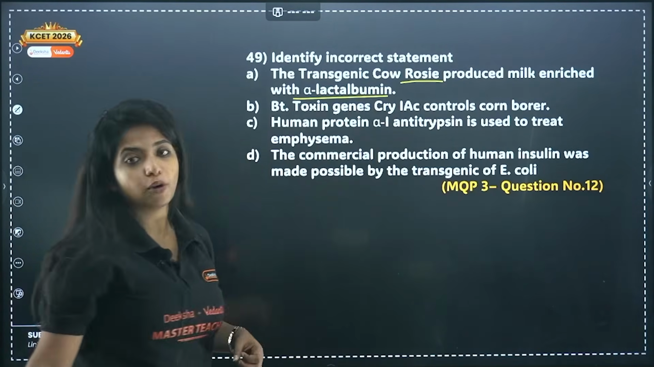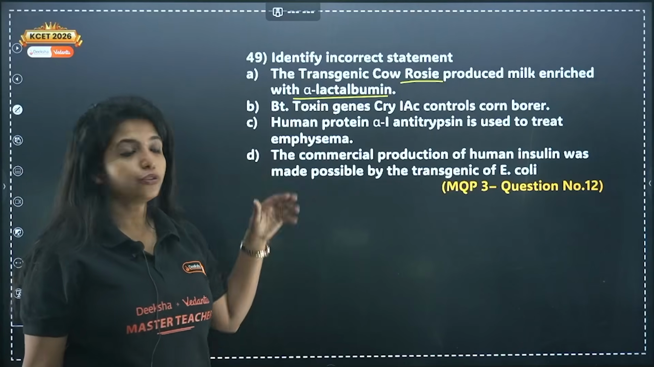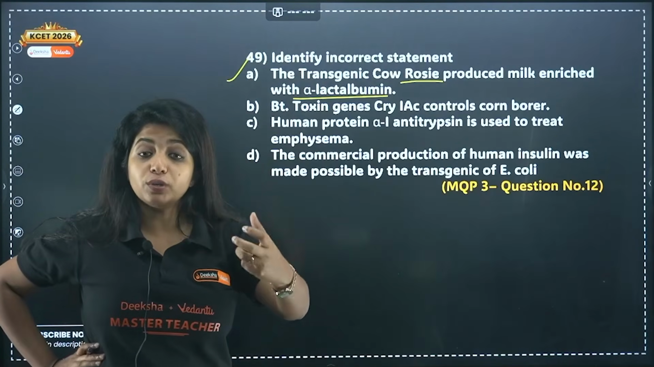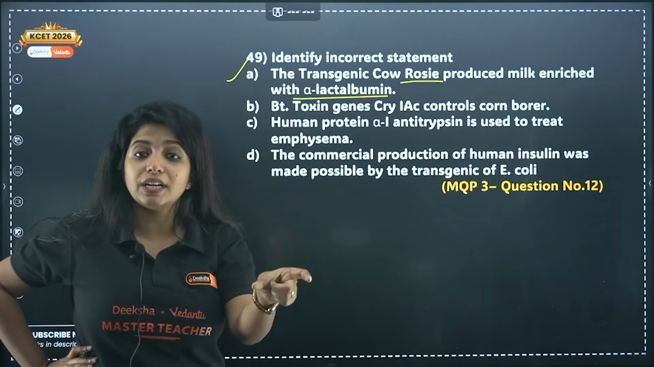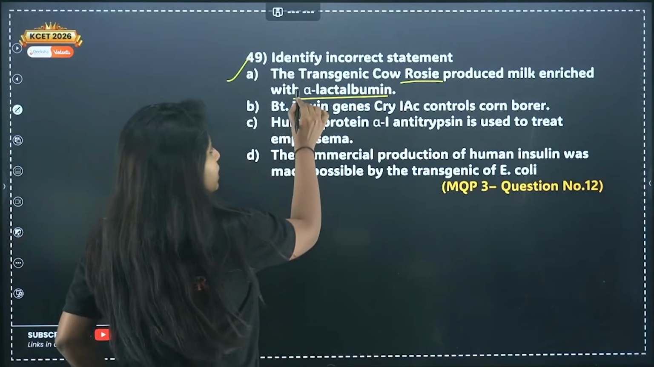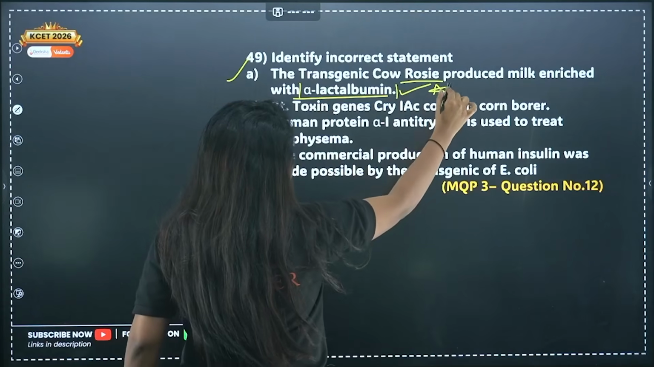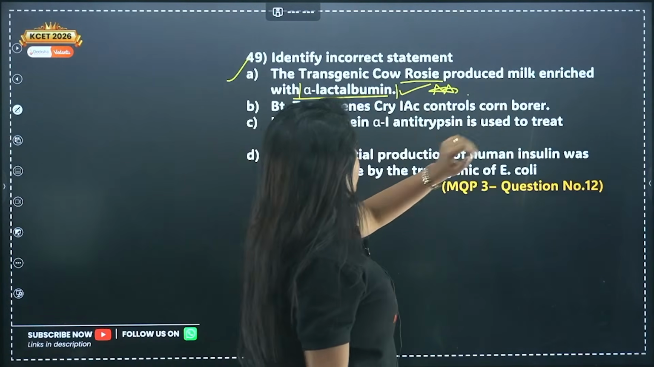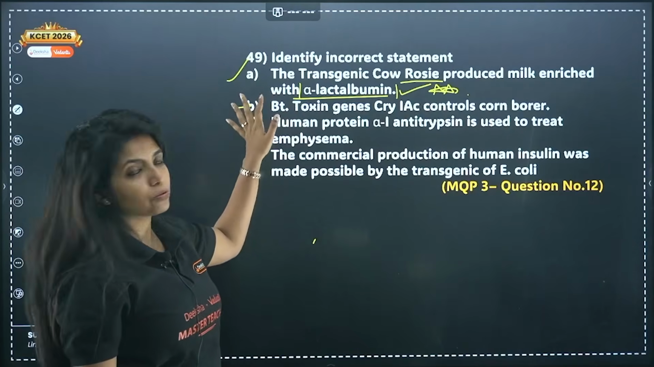Is it correct or false? It is correct. It is true. You know what? Alpha-lactalbumin is the human protein, and we are making a cow produce it by doing some changes in its genetic material. So it is an example of a transgenic cow. Alpha-lactalbumin is a correct example. Now, Bt toxin gene Cry1AC controls the corn borers. Ma'am, I do not know about this now, so I'll keep it on hold.